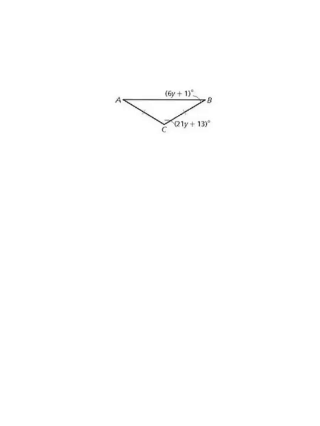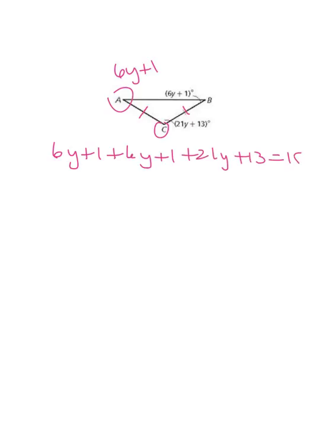And looking at our next example, again, there are my congruent sides here. And I have angle B, the measure of angle B is 6y plus 1, so I know that's also true for letter A, it's also going to be 6y plus 1. The measure of angle C is 21y plus 13. So again, because we know the sum of the interior angles of a triangle is equal to 180, let's set that up. So 6y plus 1 plus 6y plus 1 plus 21y plus 13 is equal to 180.